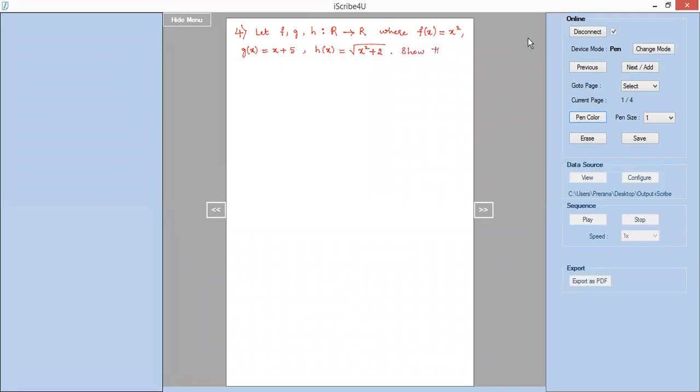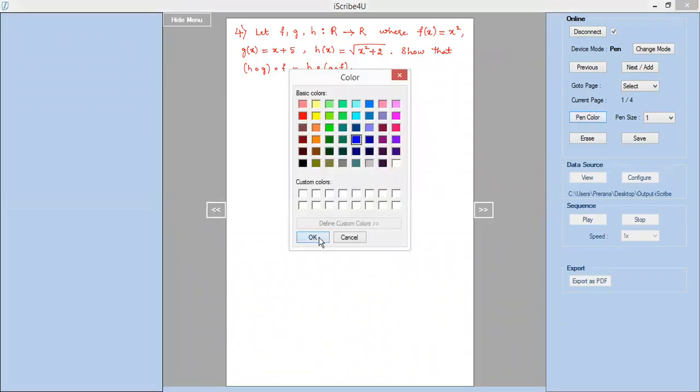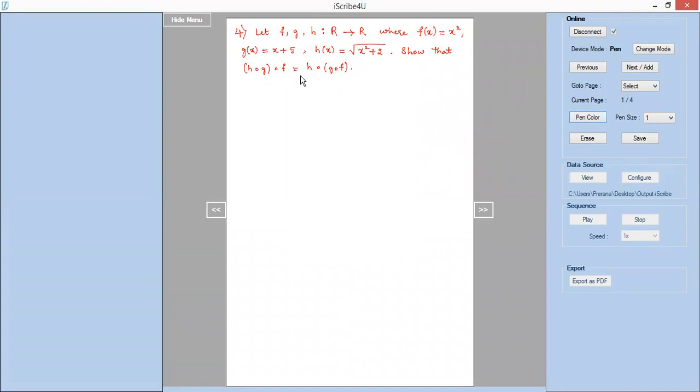Show that (h composition g) composition f is equal to h composition (g composition f). So for the given functions f, g and h, we have to prove that composition of functions is associative. In general, we have already proved in the very first problem that composition of functions is associative. But for the particular functions given here, f, g and h, we have to prove that it is associative. So let us do the solution now.